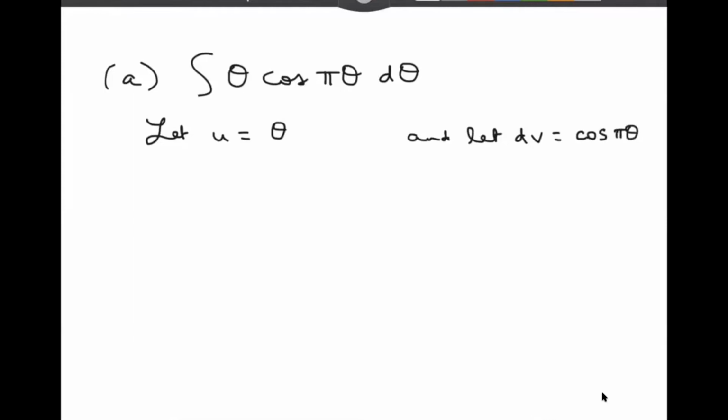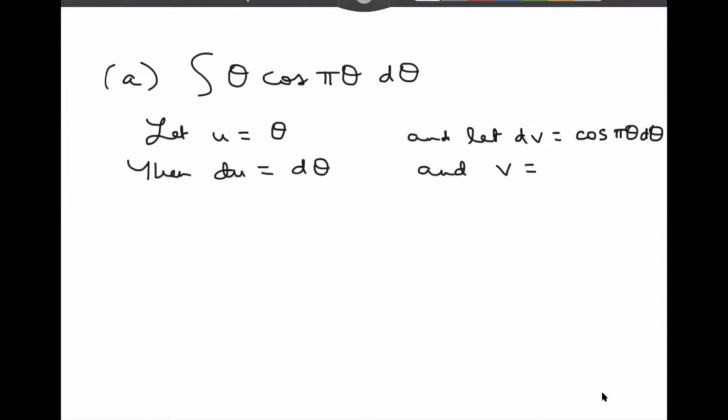It's because theta gets simpler when I differentiate it. If I were to integrate theta d theta, it would turn into theta squared over 2, and that would make my new integral even worse. Okay. So now, if u is theta and dv is cosine pi theta d theta, then that means that du is just d theta. Notice I'm not writing let because you don't get to pick this part.